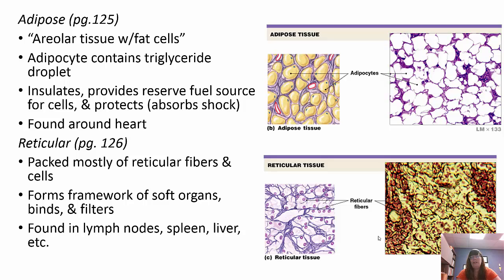Reticular tissue is reticular fibers for the most part, and cells. This is a framework for soft organs, and what it really does is it gives other cells a place to hang out. So the lymph nodes, the spleen, the liver, they have a lot of cells that are going to be cleaning the lymph fluid and filtering for us. So reticular tissue gives those cells a place to hang out in a nutshell.